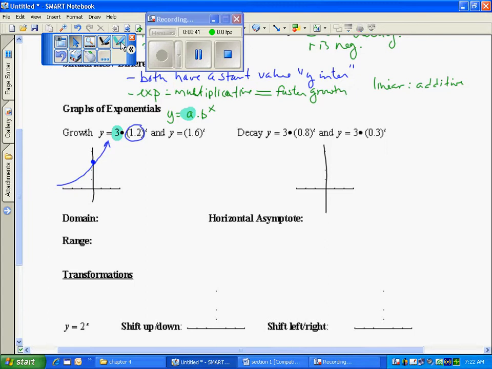We'll graph this in red. Again, I need to have it of the form y equals a times b to the x. I see my b is 1.6. In other words, now I'm growing by 60%. But what's my a value? I have to know where to start. A lot of people want to start at 0. Well, what's 0 times 1.6? It's 0. I will never go anywhere.